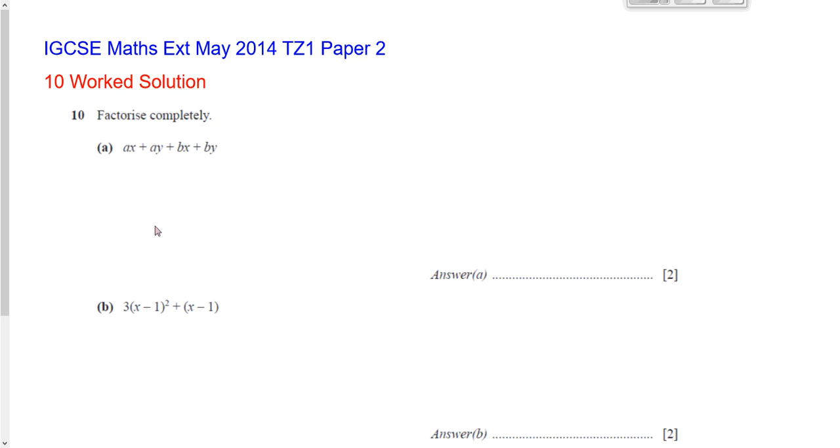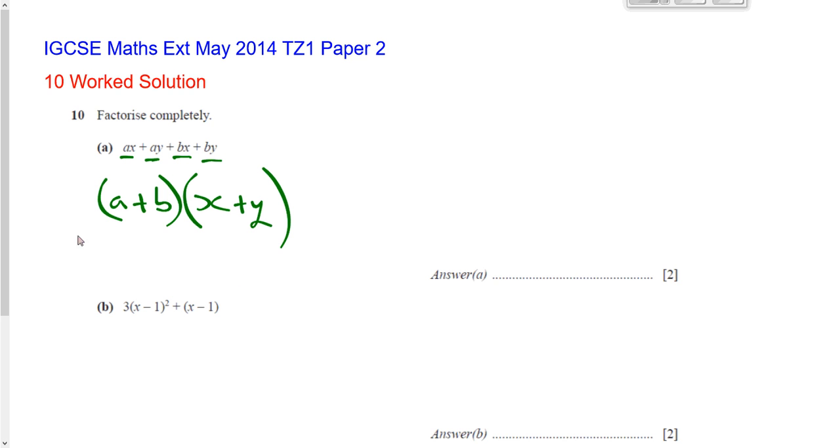We'll start off by pulling out our common factors here. So we've got AX here and AY. A is being multiplied by X, A is being multiplied by Y, and then we've got B being multiplied by X and B being multiplied by Y. So this is nice and simple. We can see that both A and B are both being multiplied by X and Y. So A and B, and they're all positive here, thankfully, are both being multiplied by X plus Y.